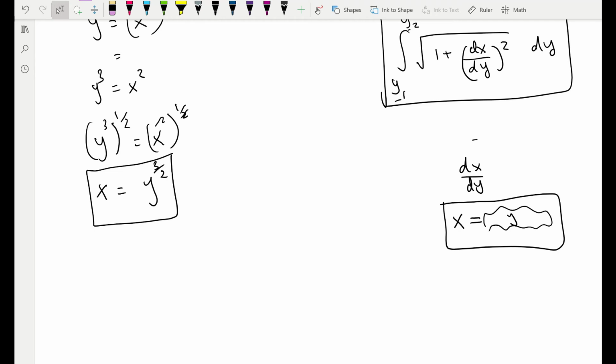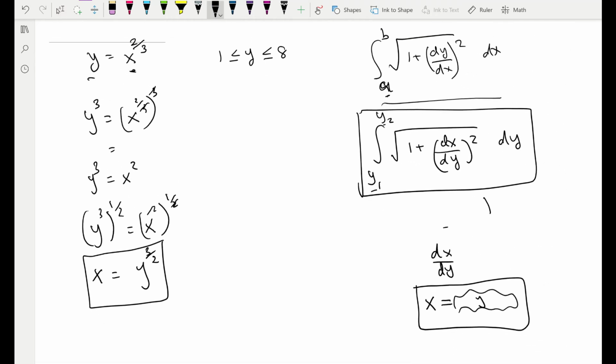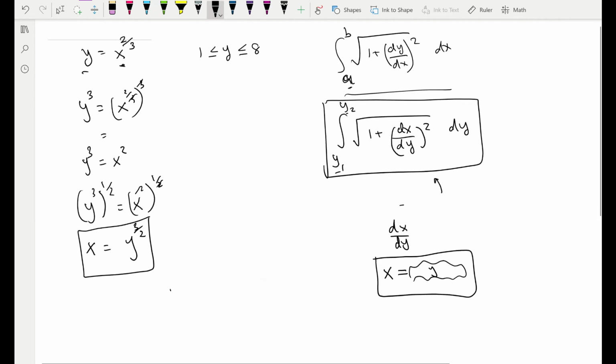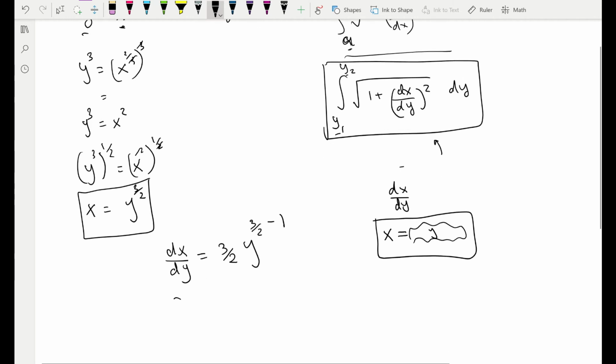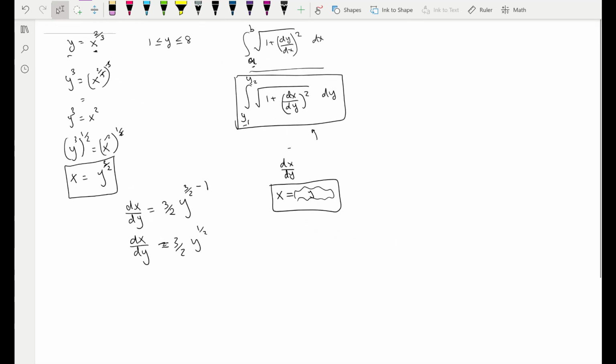That's what you need to do if you are thinking about using the formula that's written in terms of y, or if you are integrating with respect to y. Now you can easily take dx/dy. Now you can easily differentiate x with respect to y. So y to the 3 over 2, if you differentiate, 3 over 2 comes out, subtract 1 from 3 over 2. So dx/dy is going to be 3 over 2, and if you subtract 1, it's y to the half. So that's your derivative. Now you can use the formula that's given here. So let's use that.